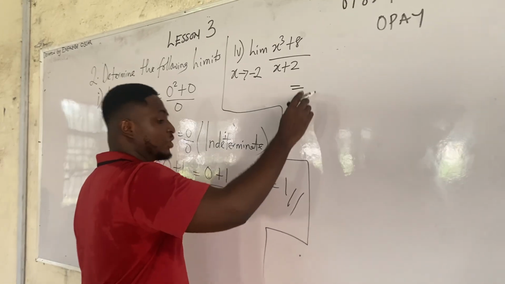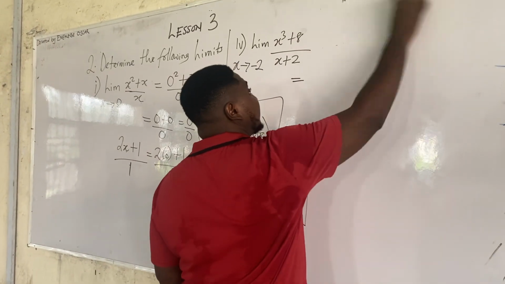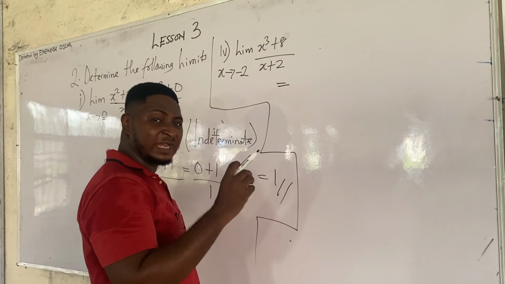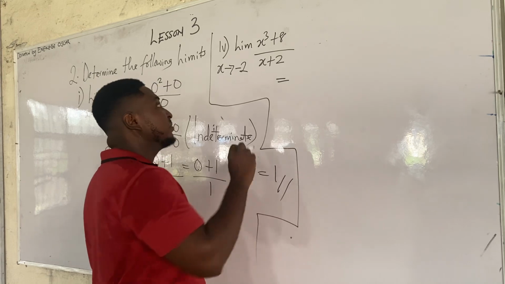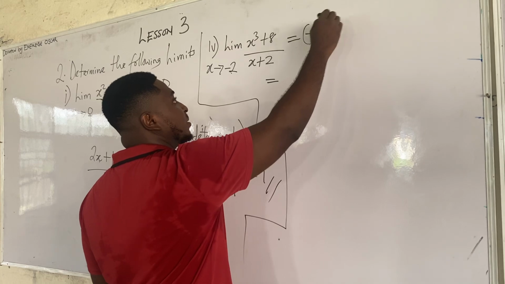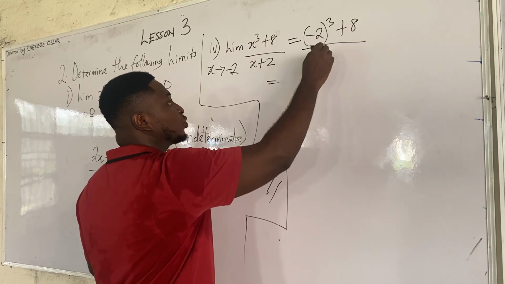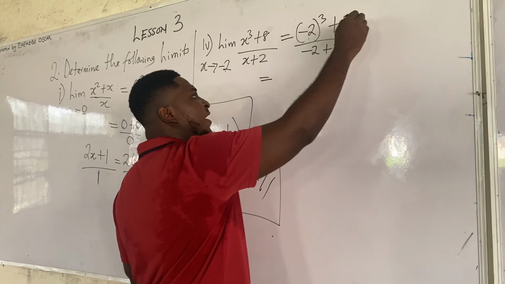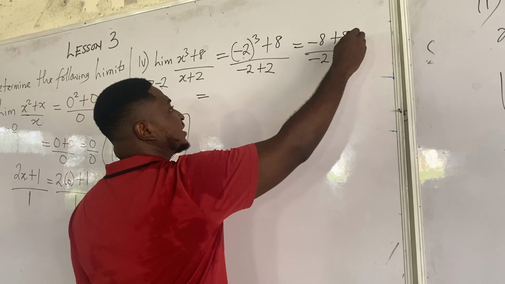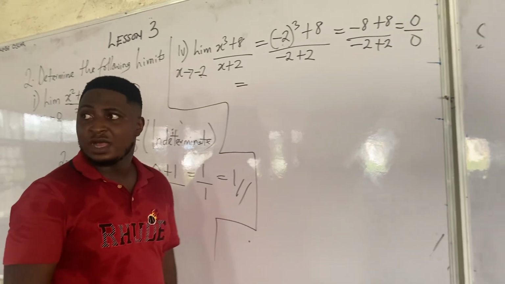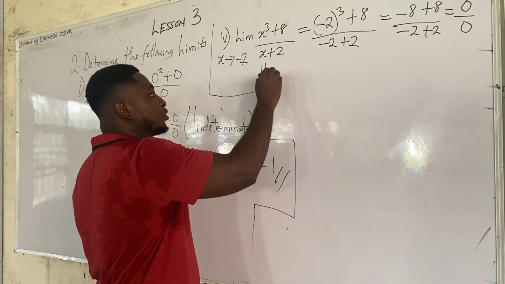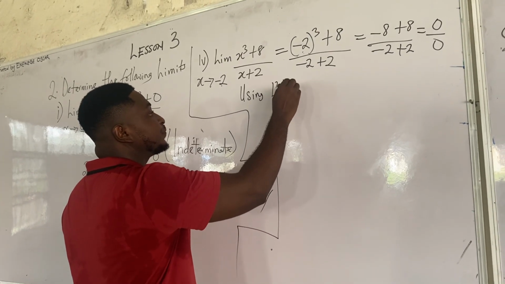As usual, I told you guys that when solving the limit question, first attempt to apply the substitution method. Substitution method means replace anywhere you see x with the limit point, minus 2. It is minus 2 raised to power 3 plus 8, all over minus 2 plus 2. Minus 2 raised to power 3 gives you minus 8 plus 8, all over 0. This clearly is 0 over 0, and will require us to use L'Hopital rule again. You now say using L'Hopital rule.